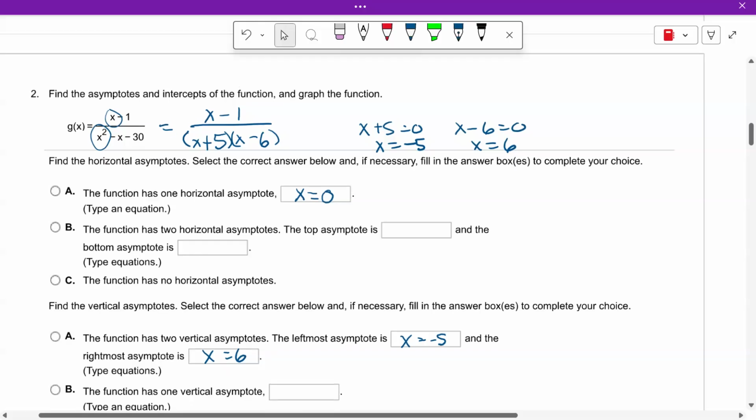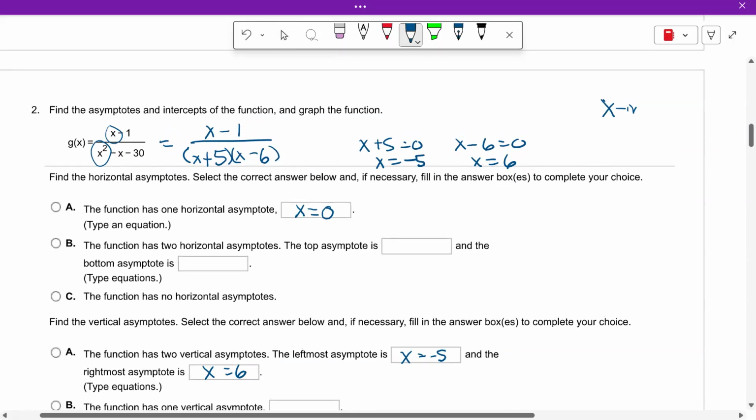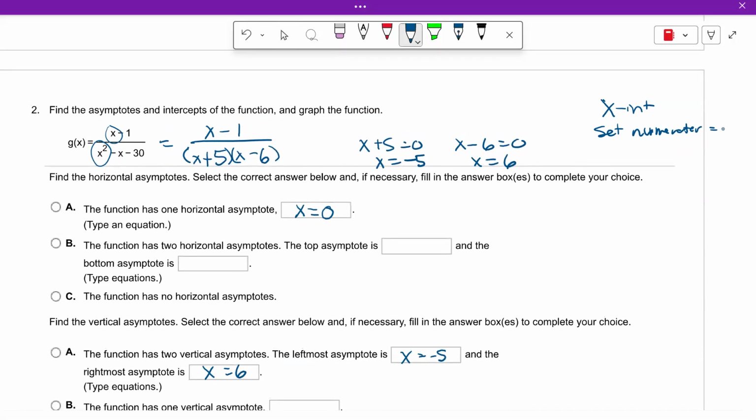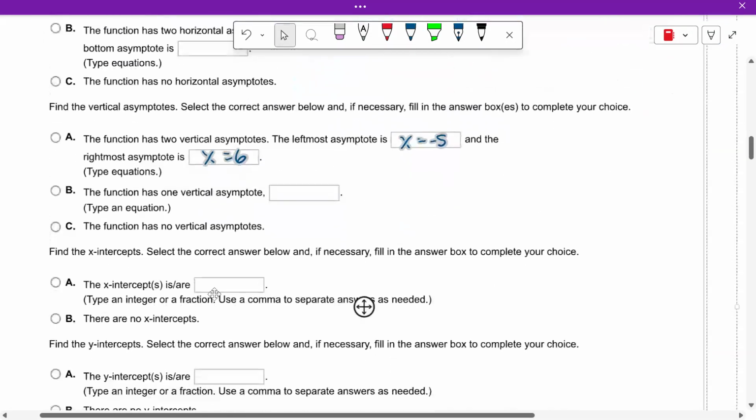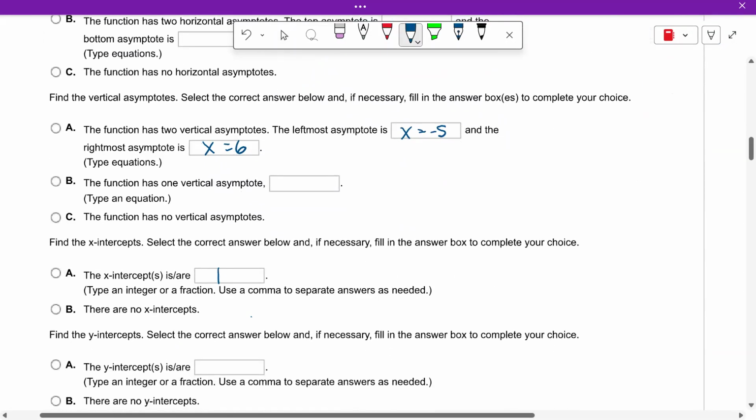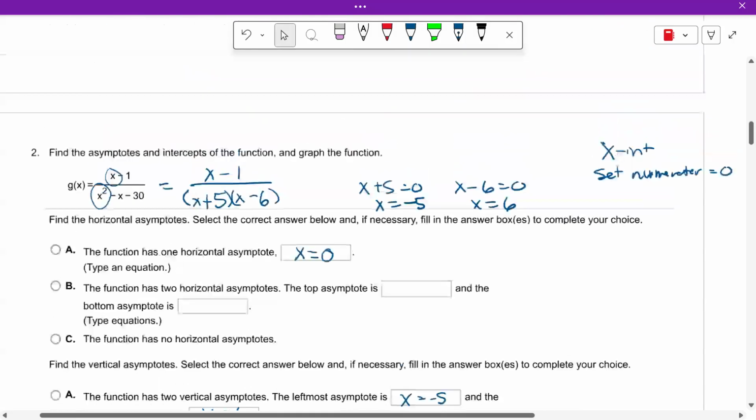X-intercepts. To find an x-intercept, set the numerator equal to 0. So if we set the numerator equal to 0, where's our x-intercept at? X minus 1 equals 0, so x equals 1. Type an integer or fraction? Integer, just 1.